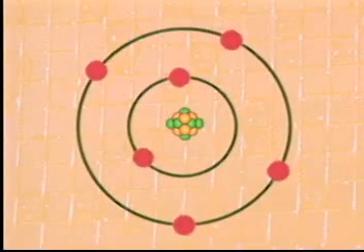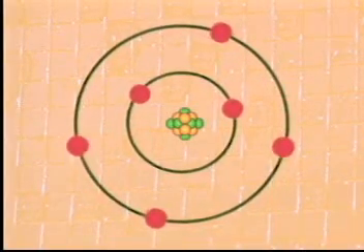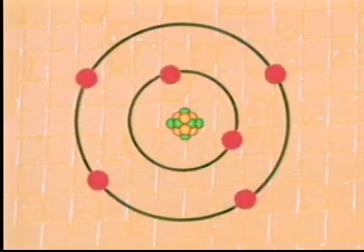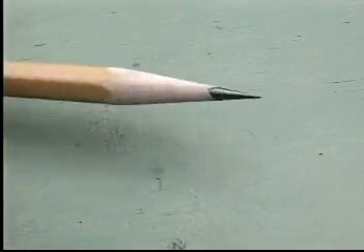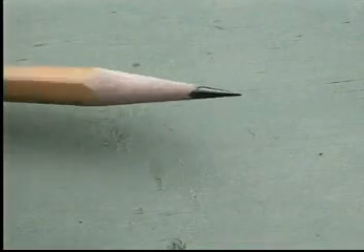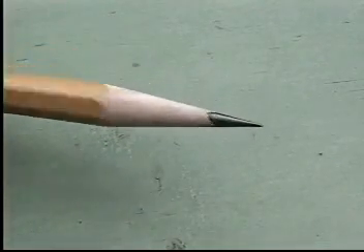While all atoms have a nucleus, what is it that makes them different? The answer lies in their number of protons. The atomic number is the number of protons in an atom. For example, the element carbon, which is what makes up the graphite in this pencil, has an atomic number of 6. It has 6 protons.